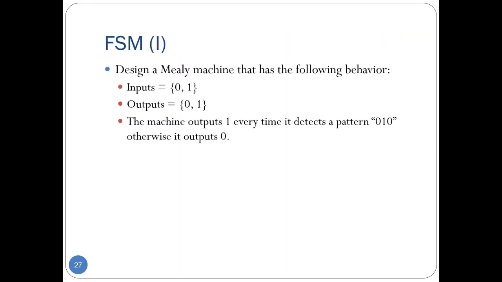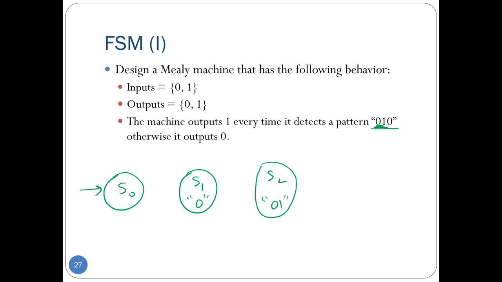Alright, so this question is asking us to design a finite state machine that can detect the pattern 0 1 0 in a string of zeros and ones. So let's start by identifying the states first, right? Let's say S0 is our starting state. This is where the machine starts. Let's say S1 is the state where we have detected the first 0. S2 is our state where we have detected the pattern 0 1, so this pattern 0 1 has been detected at S2. So these are the three states for the machine.